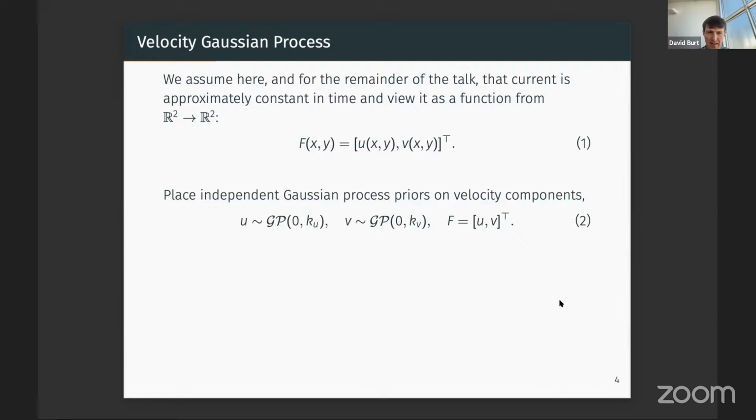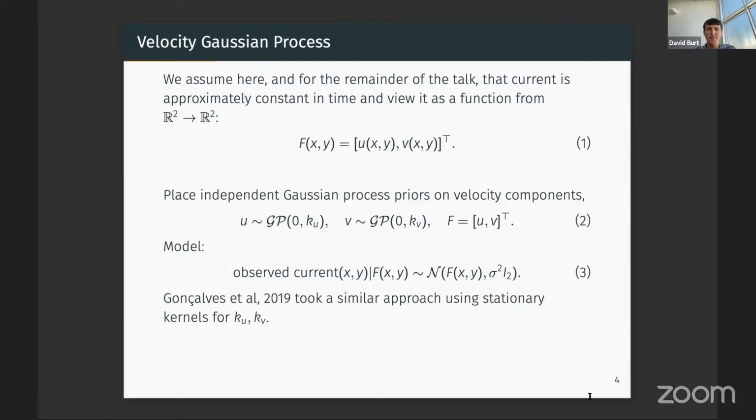So in this case, we've written that ocean current as F, and it takes a latitude and a longitude, and it gives you U and V, which are latitudinal velocity and longitudinal velocity, and we can place Gaussian process priors over these. We can then model the observed current as a noisy observation of this latent Gaussian process.